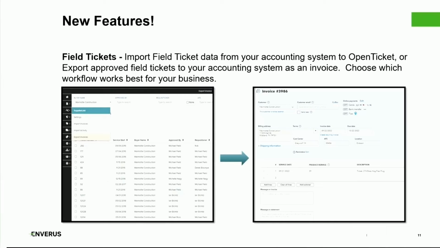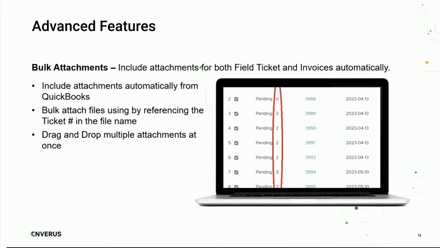Another time-saving feature we've added is bulk attachments. Whether you're required to include a copy of your invoice, field ticket support, disposal ticket, or any other supporting document, scanning and attaching each one individually is a terrible use of time. With SupplierLink, you can now include attachments automatically from your accounting system or use the drag and drop feature to attach multiple files at once.